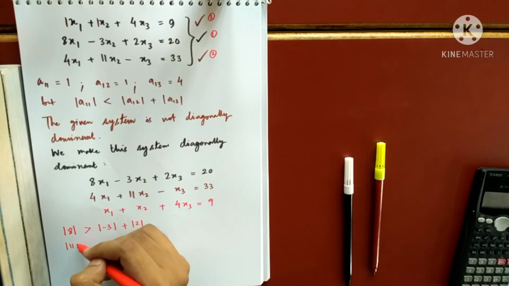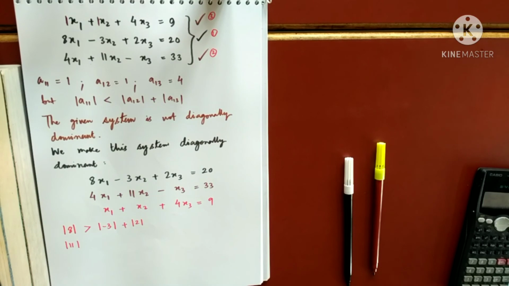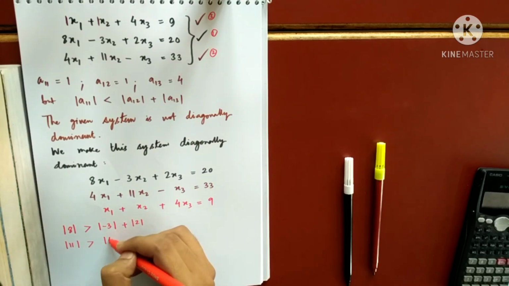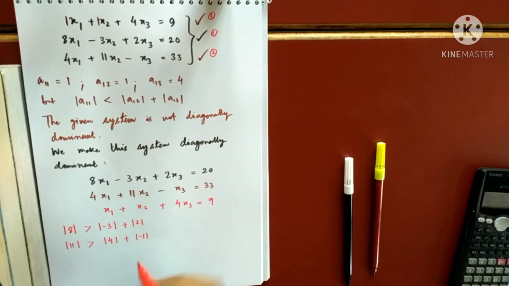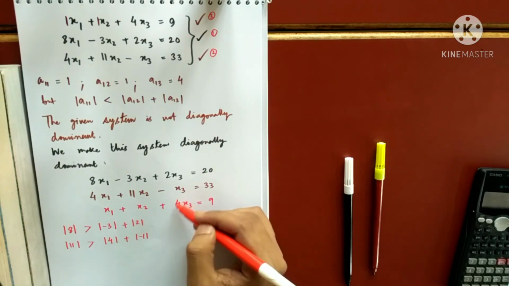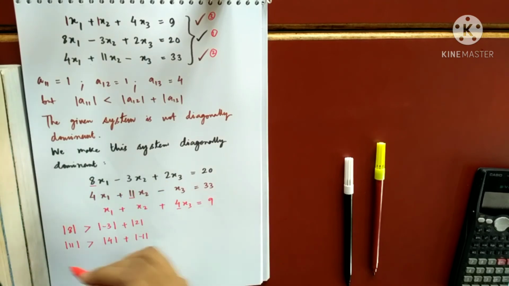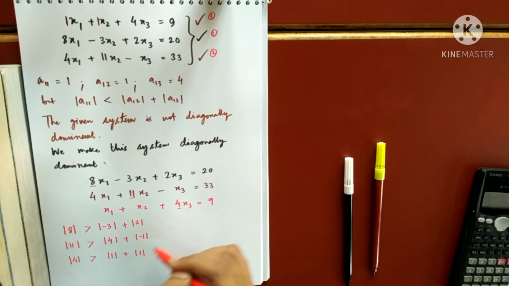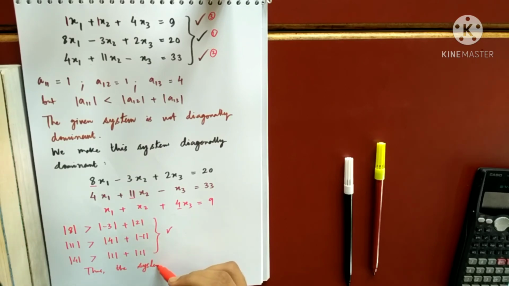Here mod 11 is greater than mod 4 plus mod minus 1. That is 11 is more than 5. And the last one, this one. So 8, 11 and 4. 4 is greater than mod 1 plus mod 1. So all these three are satisfied. Thus, I wanted the system diagonally dominant, but it has come out strictly diagonally dominant. That's no problem.